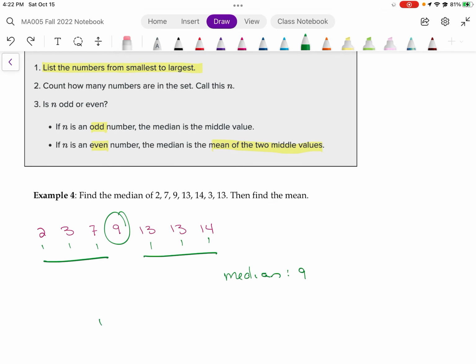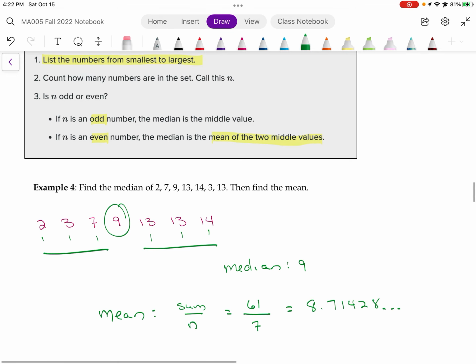Now it says then find the mean. All right, so the mean is going to be the sum of all the numbers divided by n. There are 7 numbers. So the sum is going to be 61 when you add up all those numbers, divided by n, which is 7. Now we're going to get 8.71428, and it goes on from there. It doesn't repeat, it just keeps going.